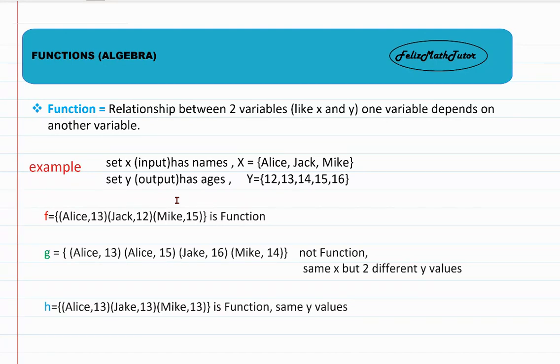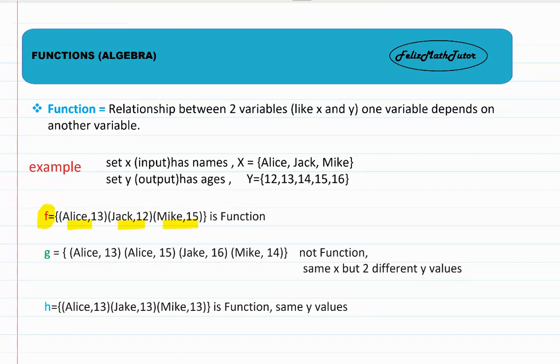So when we make ordered pairs, like in the first example, Alice is 13 years old, Jack is 12 years old, and Mike is 15 years old. So this is a function because every x value has one y value, not more, because names can only take one age. If everybody from set X gets only one age from set Y, then the set of ordered pairs is called a function. So the first example is a function.